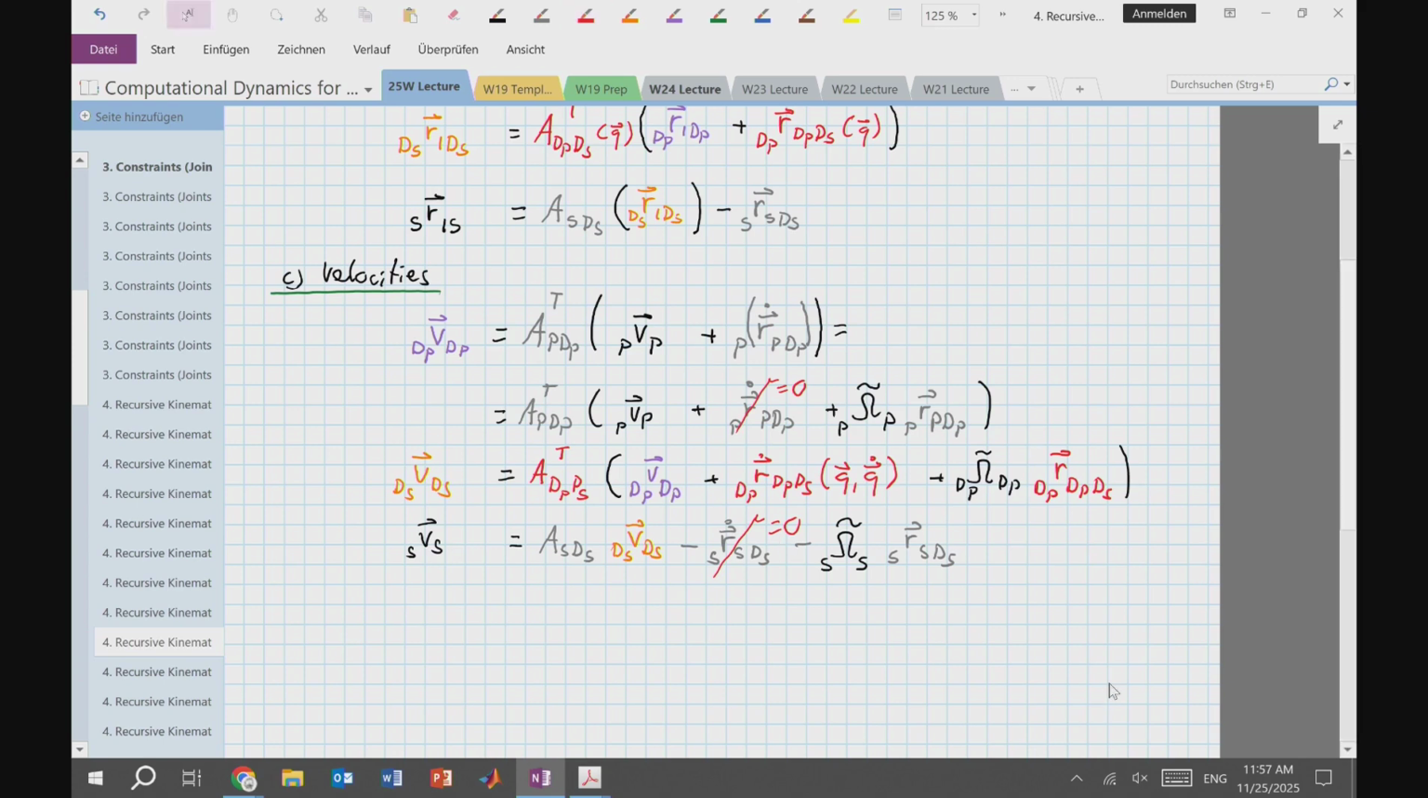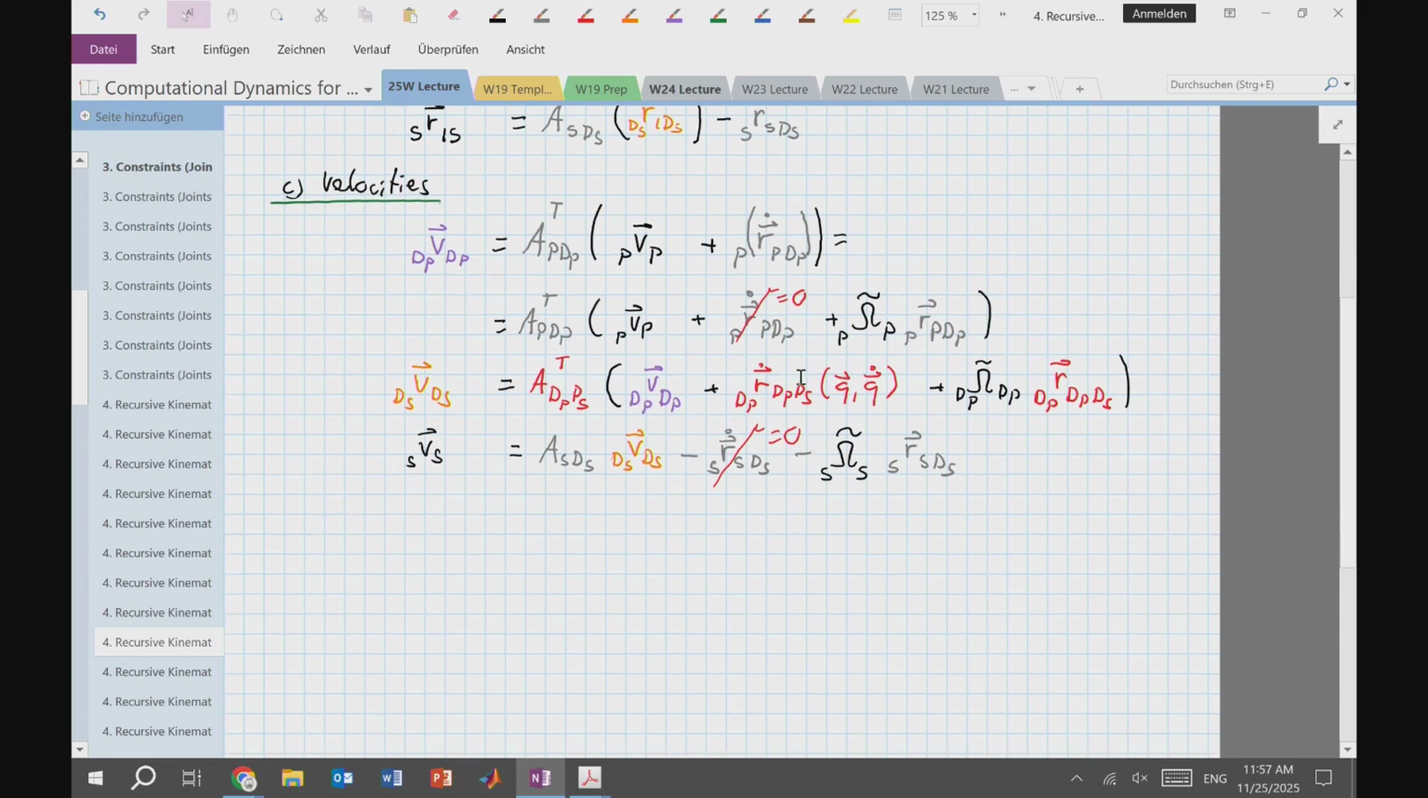Just something to keep in the back of your head, that this thing is reddish, right? Its value, the velocity of the successor, depends on q and q dot. Let's do accelerations next.